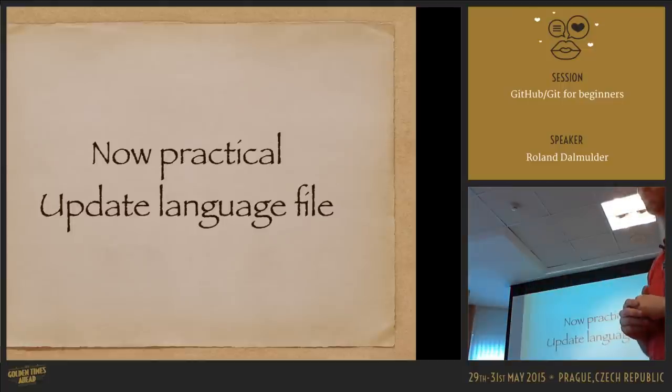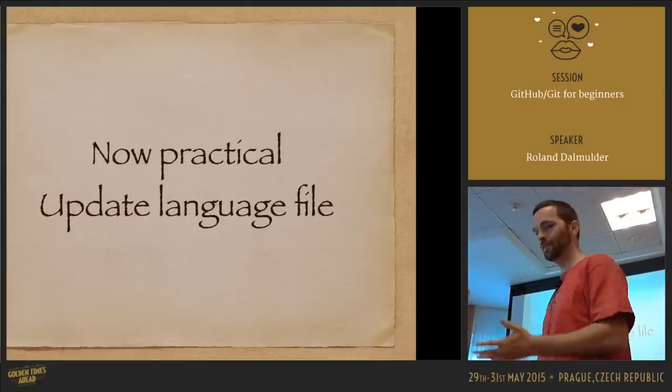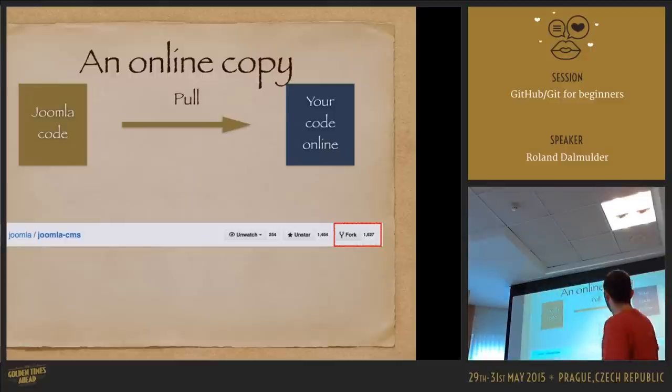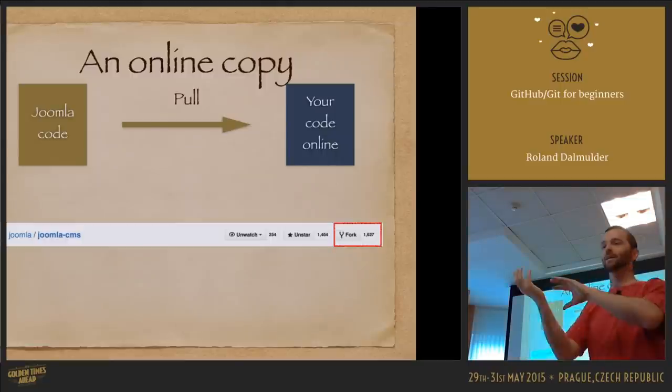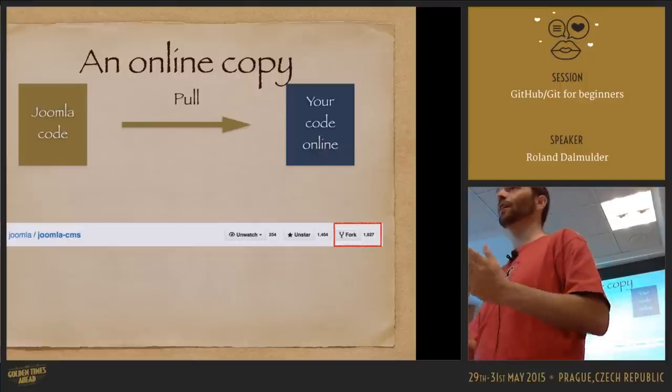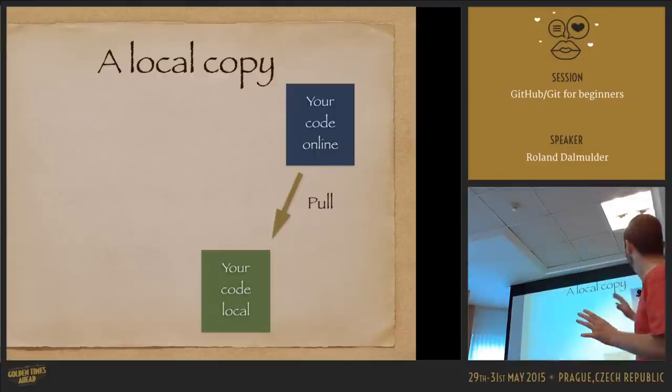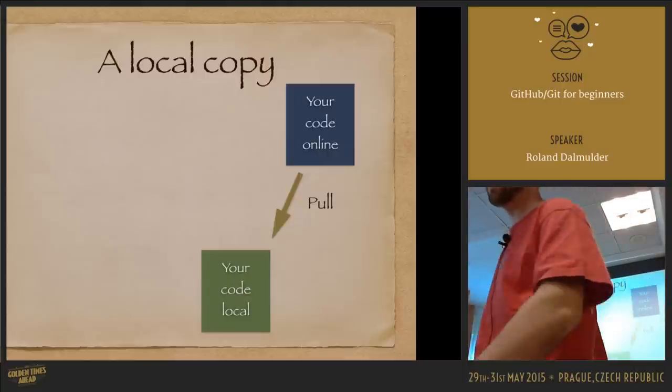Now practical, I will show you how we can update a language file in Joomla using the whole world of all three. We have the Joomla code and we want to make a copy to create our own code online. If you go to GitHub and you go to the Joomla CMS, there's a little box at the end that says fork. It's actually a link. You can click it. And then Joomla will make a copy for you online that you can access and do with whatever you want. So then you have the code online, and then you need to bring it local. And you can do that by pulling the code towards yourself.